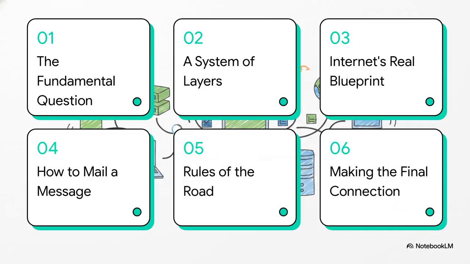So here's our game plan. We'll start with the big question. Then we'll look at the system of layers that makes it all possible. We'll check out the internet's actual blueprint, see how a message gets all packaged up, understand the rules of the road, and finally, watch how two computers make that final connection.